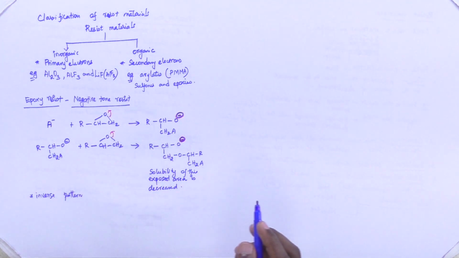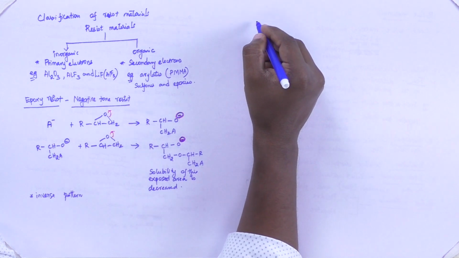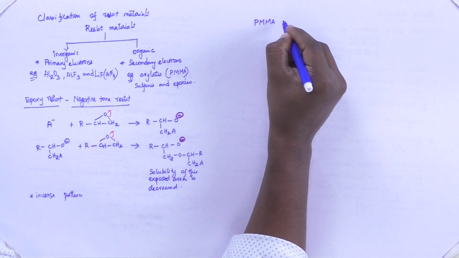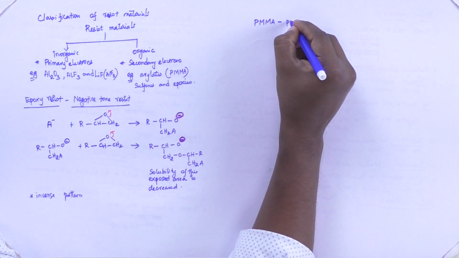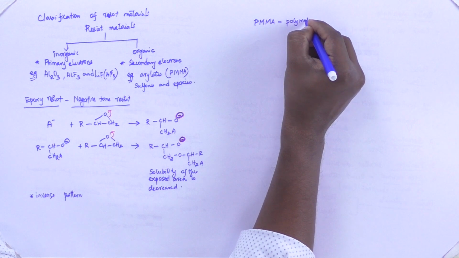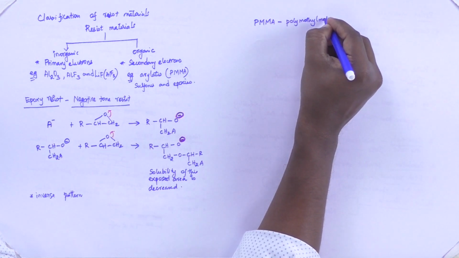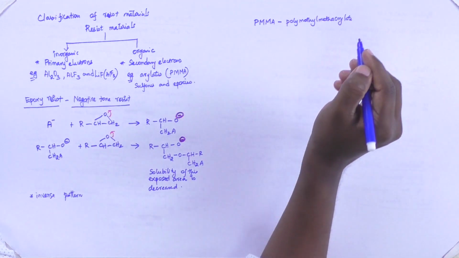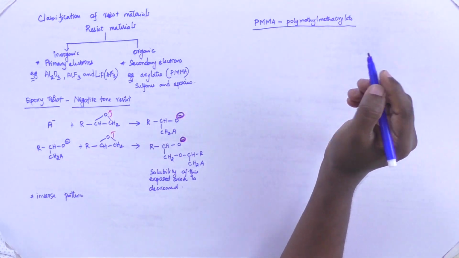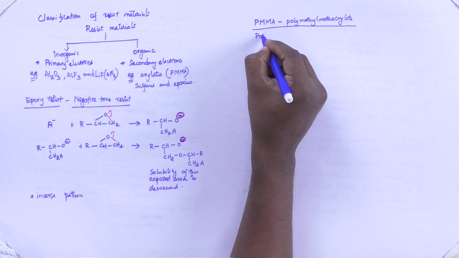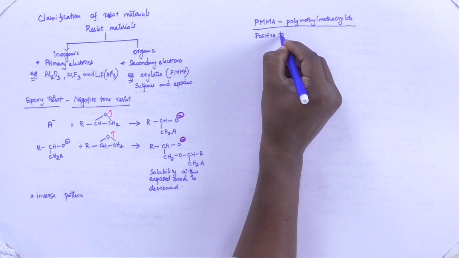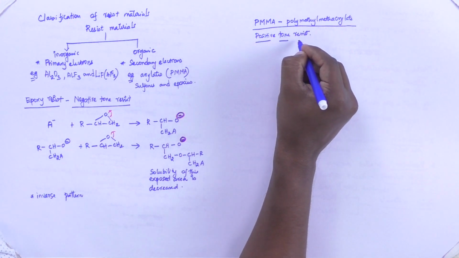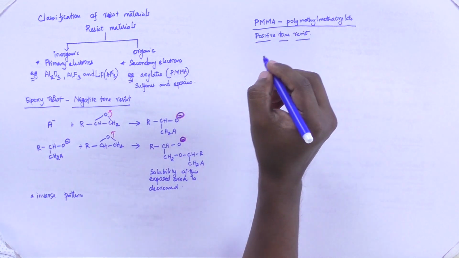So the first one is negative tone resist, and the next one we are going to discuss is PMMA resist. The full form is polymethyl methacrylate. So that is PMMA, and this is a kind of positive tone resist, which means this will be washed away by the developer solvent.